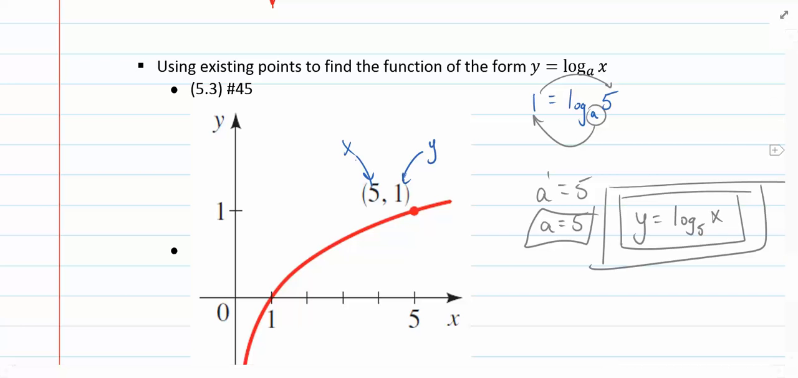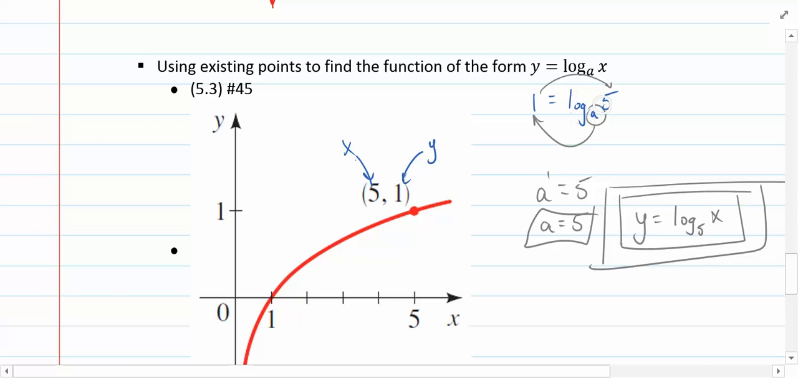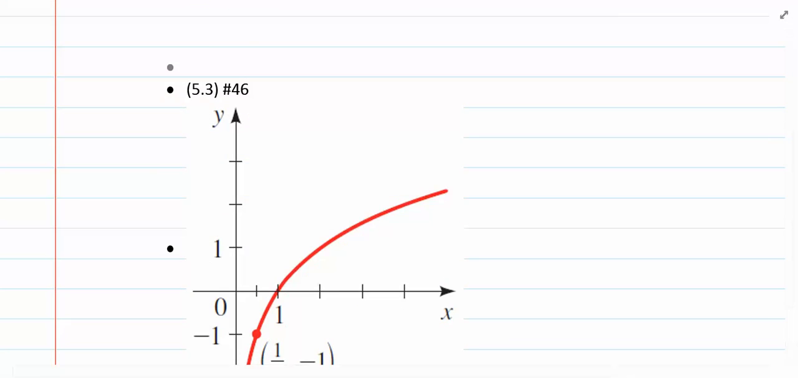And again, if you remember our properties, we can go back to the notes from yesterday and look at property number 2, the one that said when the base and the target match, logarithm base a of a must be equal to 1. That's exactly what we had here. The logarithm base a of 5 had to be equal to 1. Well, in order to make that happen, this a value and this 5 had to be the same. A had to be equal to 5. And you could have answered that question without showing any math whatsoever because you remembered your properties.